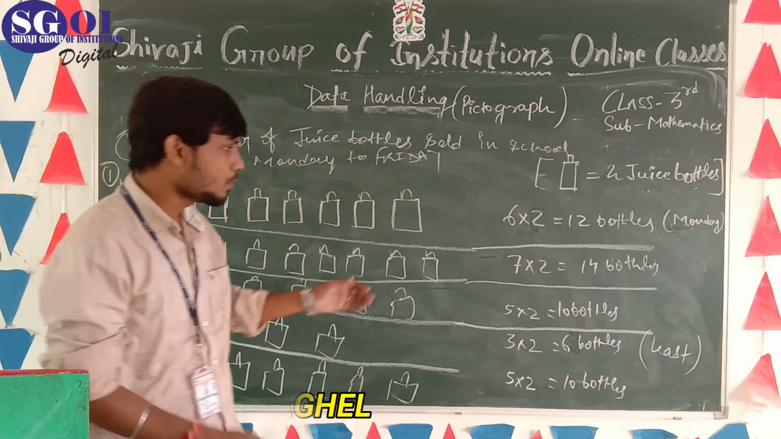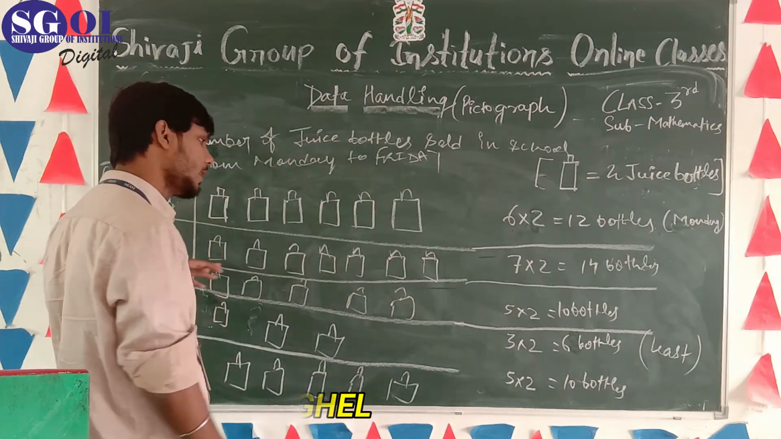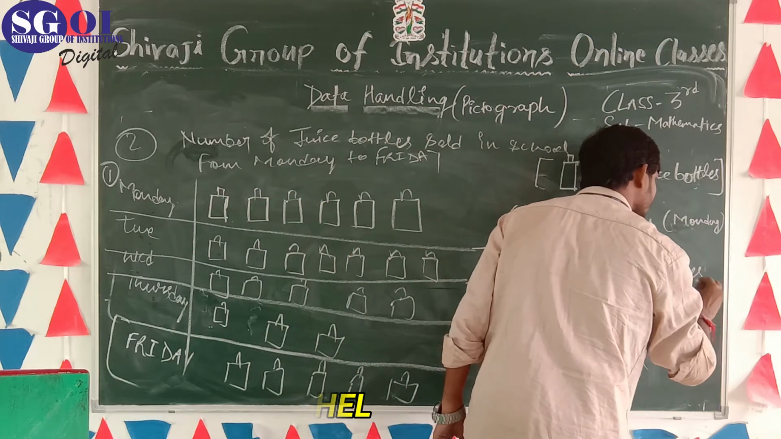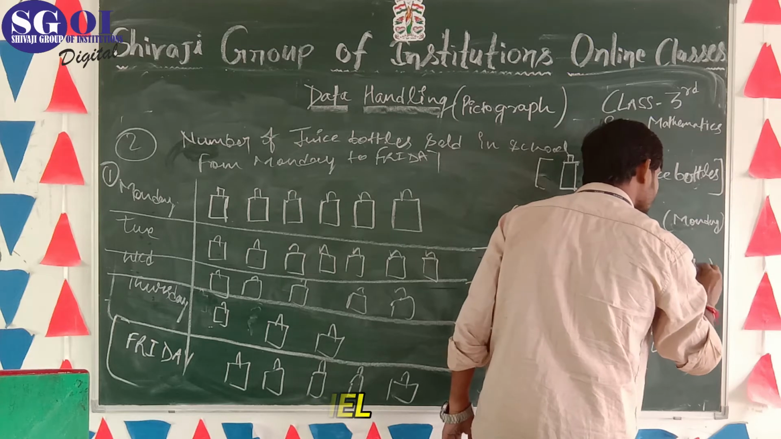sold. So most bottles means the number of bottles on which day will be higher: on Tuesday. Most bottles will be sold on Tuesday.